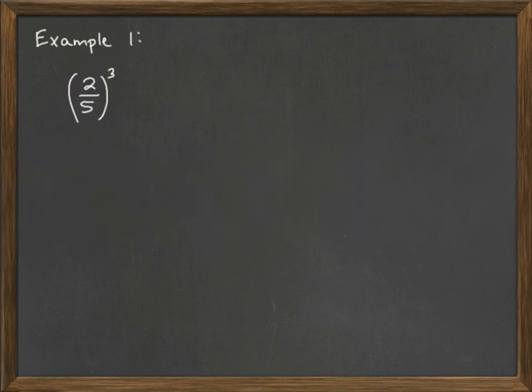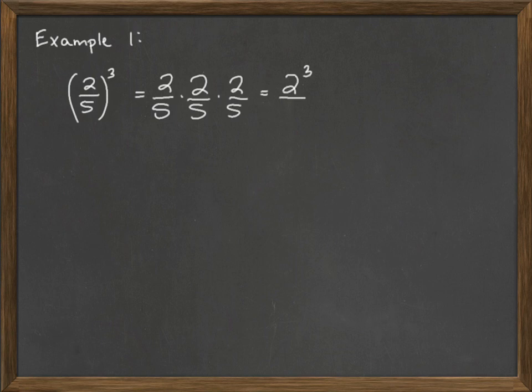Okay, so let's look at example 1. We have 2/5 quantity, notice the parentheses, raised to the third power. In order to better understand this, we can rewrite it as a multiplication problem. 2/5 quantity to the third power is the same as 2/5 times 2/5 times 2/5. It is also the same as 2 to the third power divided by 5 to the third power.